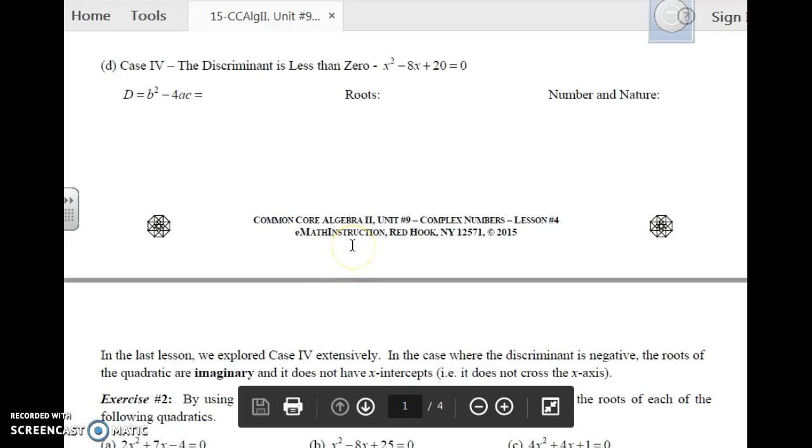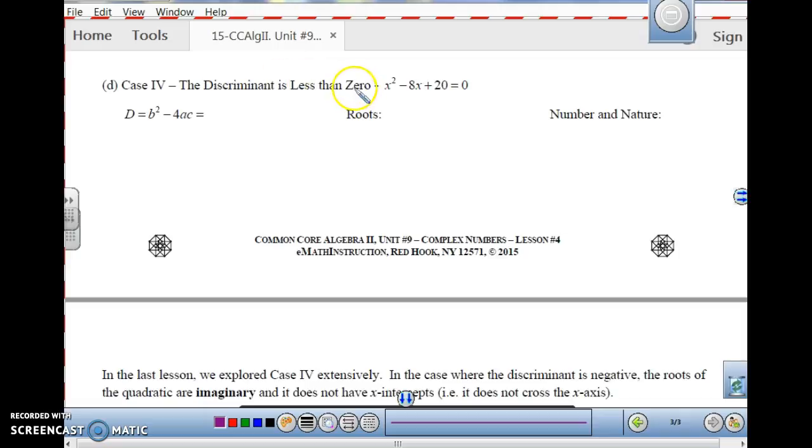All right, our last case is when the discriminant is less than 0, or negative. If your discriminant is negative, what kind of roots will you have? All right, well, let's see what we have. b squared minus 4ac. b is negative 8 squared, minus 4 times a is 1 times c is 20. So that's 64 minus 80, which is negative 16.